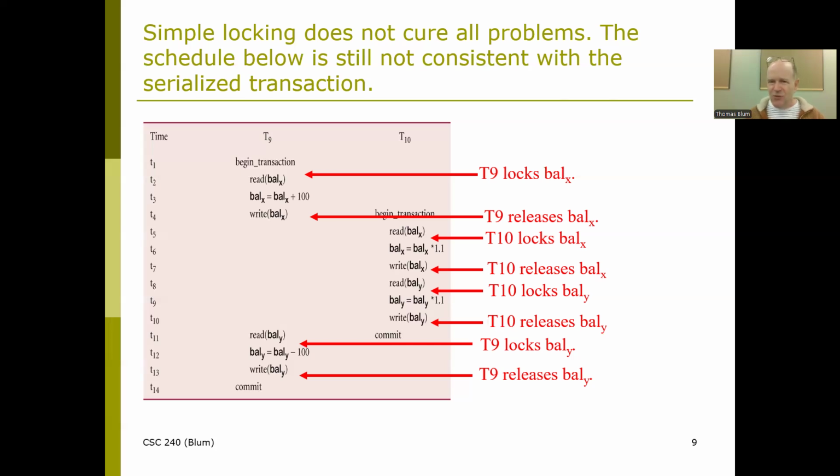So we know that this is no good. Now it seems to obey the simplest kind of locking, that transaction 9 locked and then released, and transaction 10 locked and released, balance X, then balance Y, and then 9 locked and released balance Y. So it seems like all good and fine, except we know that it's not, that we paid too much interest. But in terms of locking, it seems fine.